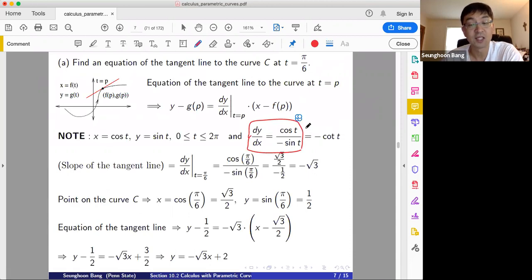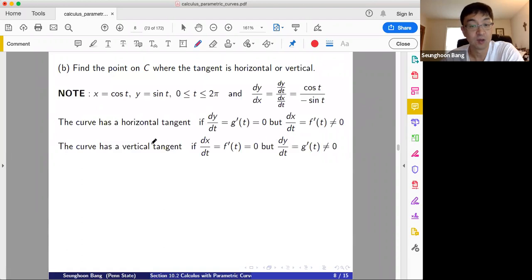dy over dx equal to 0, we have a horizontal tangent line. dy over dx undefined, we have a vertical tangent line. So we can use this idea, this note. So here, what's that? First one, horizontal tangent line. This is the first one.